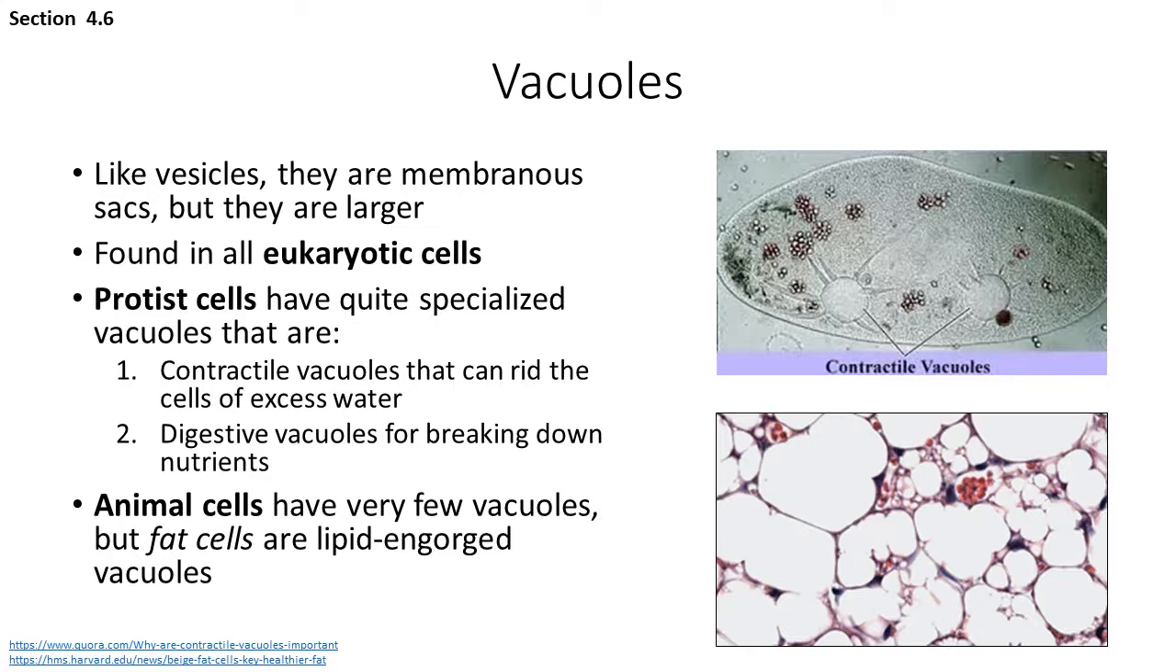Vacuoles, like vesicles, are membranous sacs, but they are larger. They are found in all eukaryotic cells. Protist cells have quite specialized vacuoles that are contractile vacuoles that can rid the cells of excess water. There are also digestive vacuoles for breaking down nutrients. Animal cells have very few vacuoles, but plant cells have large, lipid-engorged vacuoles.